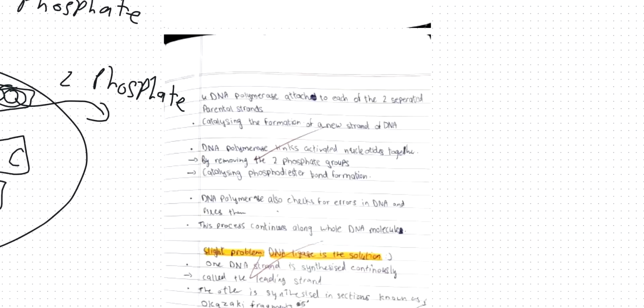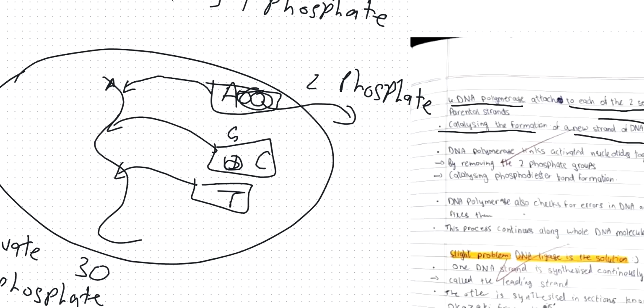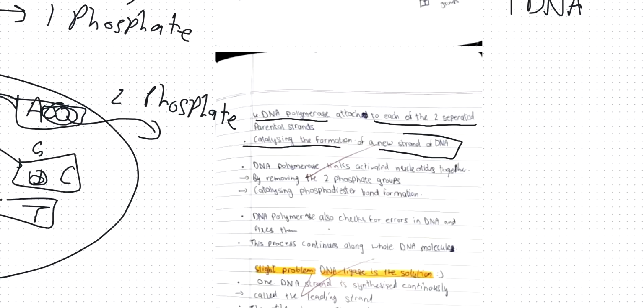So what happens after you form hydrogen bonds? The DNA polymerase attaches to each of the two separated parental strands and will catalyze the formation of a new strand of DNA. So when these activated nucleotides join the DNA strand, the DNA polymerase would start to catalyze the formation of hydrogen bonds and phosphodiester bonds. So DNA polymerase links activated nucleotides together by removing the two phosphate groups and catalyzes the phosphodiester bond formation.